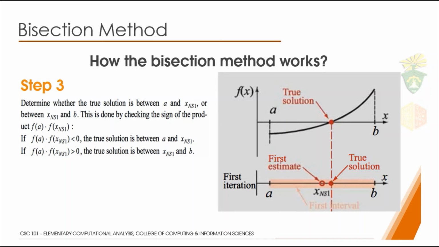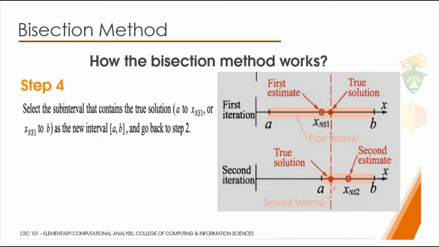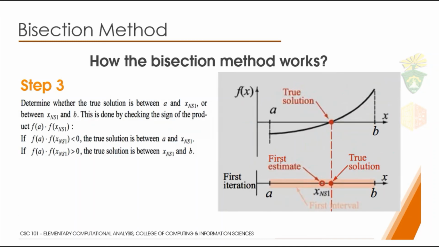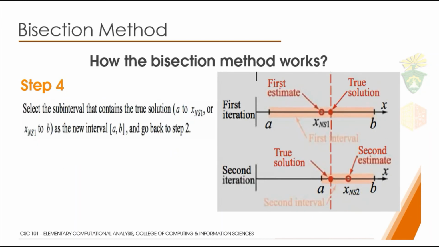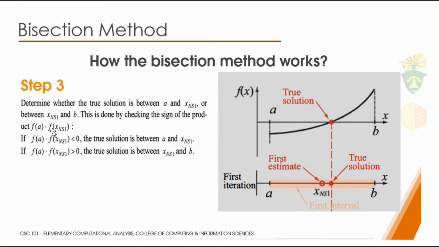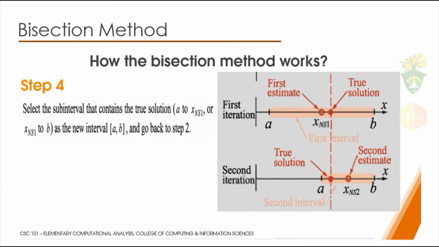Now what happens is that x sub n+1 becomes the new a, and b is still b on the next iteration. As I said, in step 4, we will create a new interval, based on the result of this condition, wherever the true solution lies in between, that becomes our new a and b, our new interval.